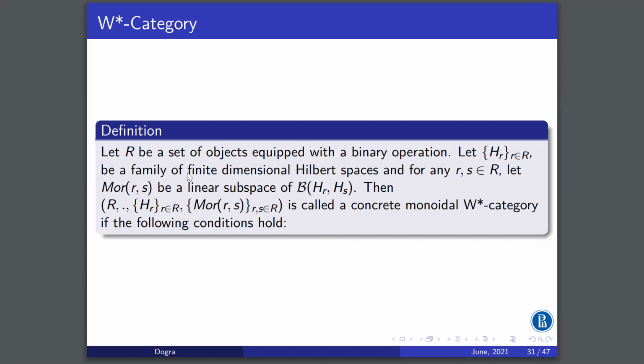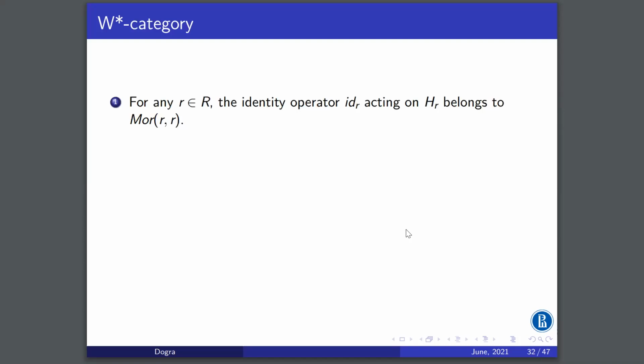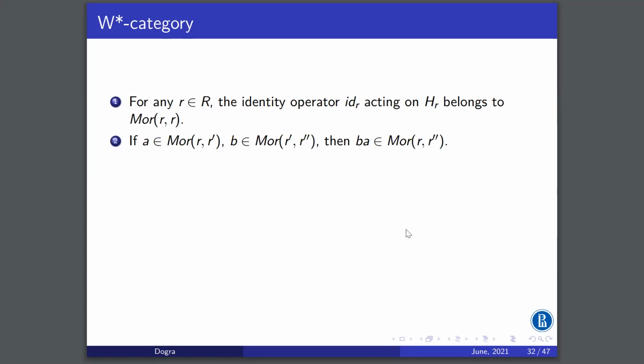So then this quadruple, which is just the set of objects, the binary operation, the family of finite dimensional Hilbert spaces, and the linear subspace of the bounded operators, is called a concrete monoidal W star category if some conditions hold. The first condition is that for every object R, the identity operator acting on H_R has to belong to the Mor subspace defined. And if A and B are part of the subspaces as mentioned, then BA is also part of the Mor space of R double dash.